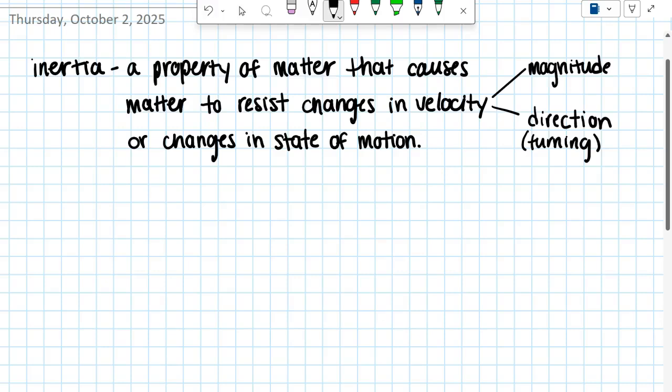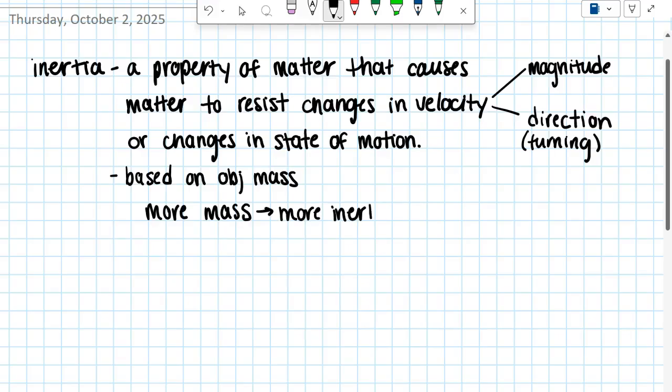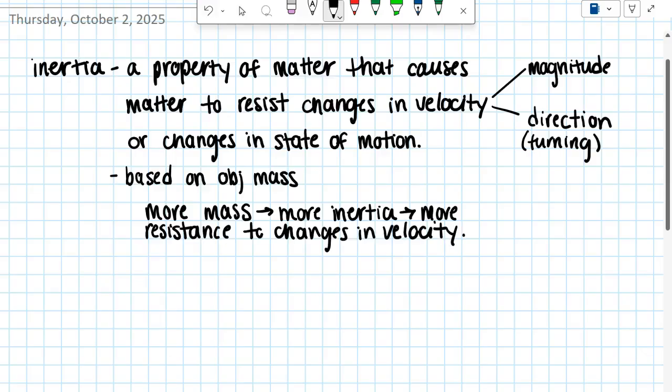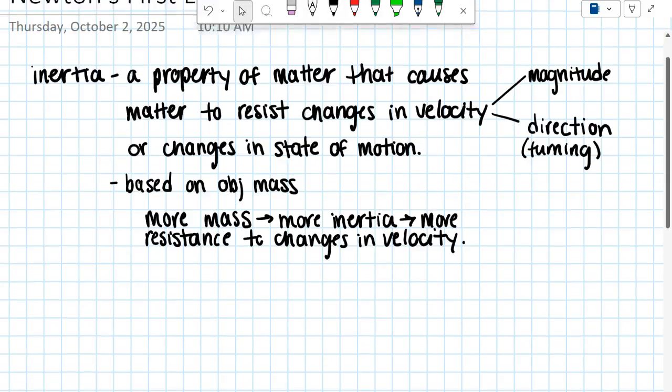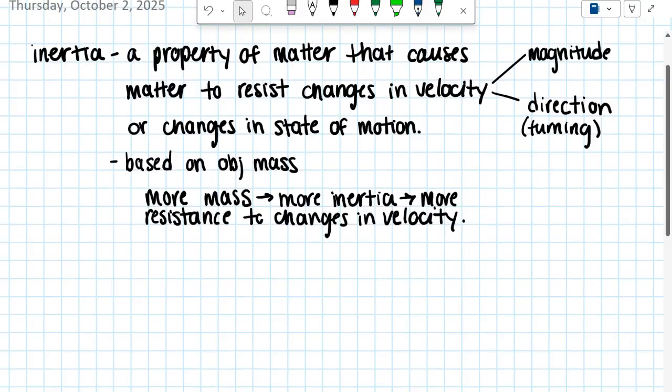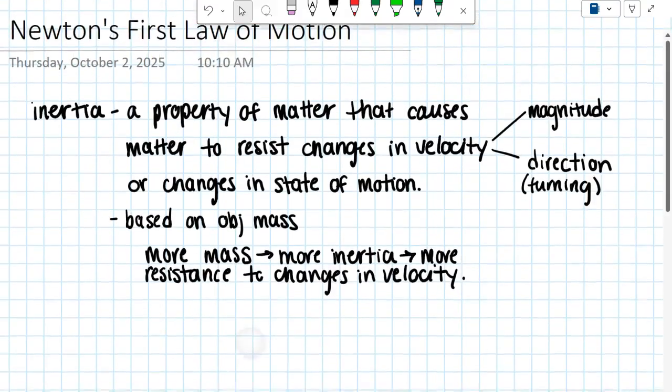Okay. So this property of matter is based on the object's mass. If an object has more mass, then it is going to have more inertia and therefore have more resistance to changes in velocity. So if I want to speed up a toy truck, I can apply much less force than if I needed to speed up an actual truck, because the actual truck has more mass, therefore more inertia, therefore more resistance to changes in velocity. So I have to apply a greater force to get that velocity to change. So that is inertia, right? Just as a reminder.